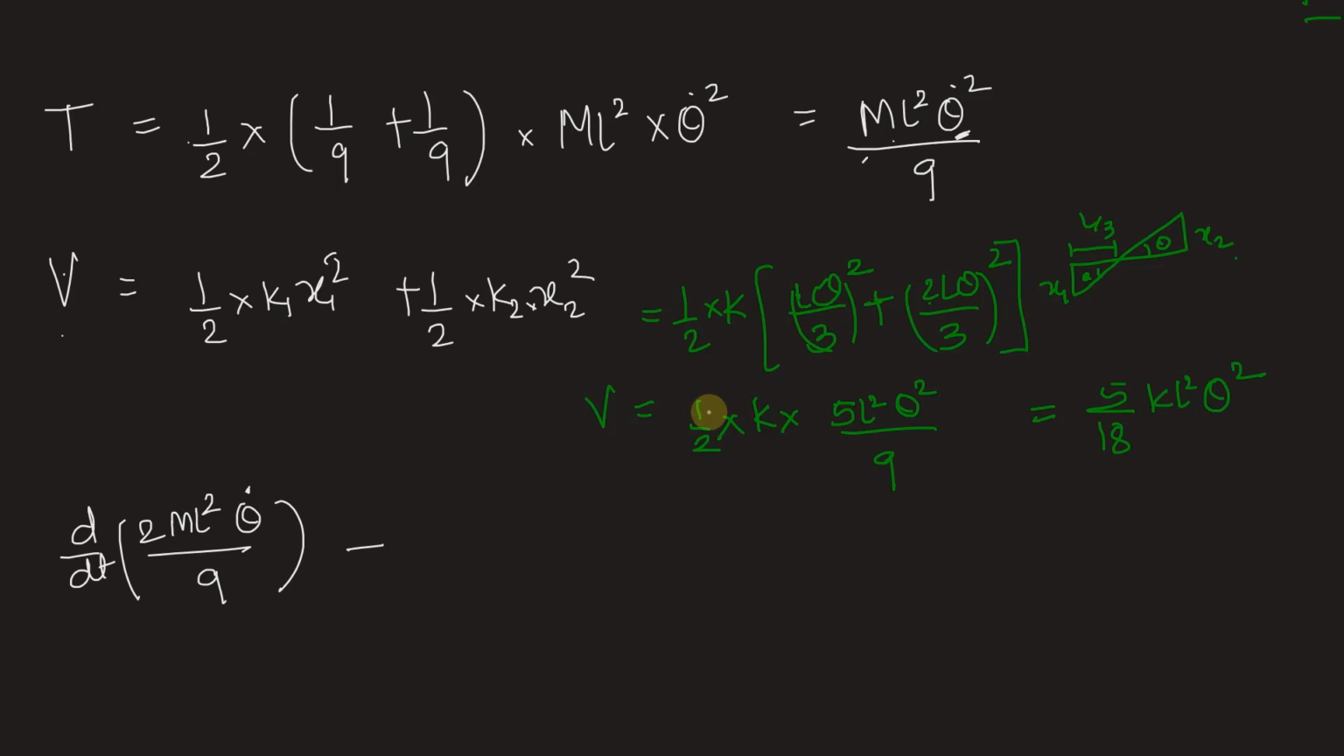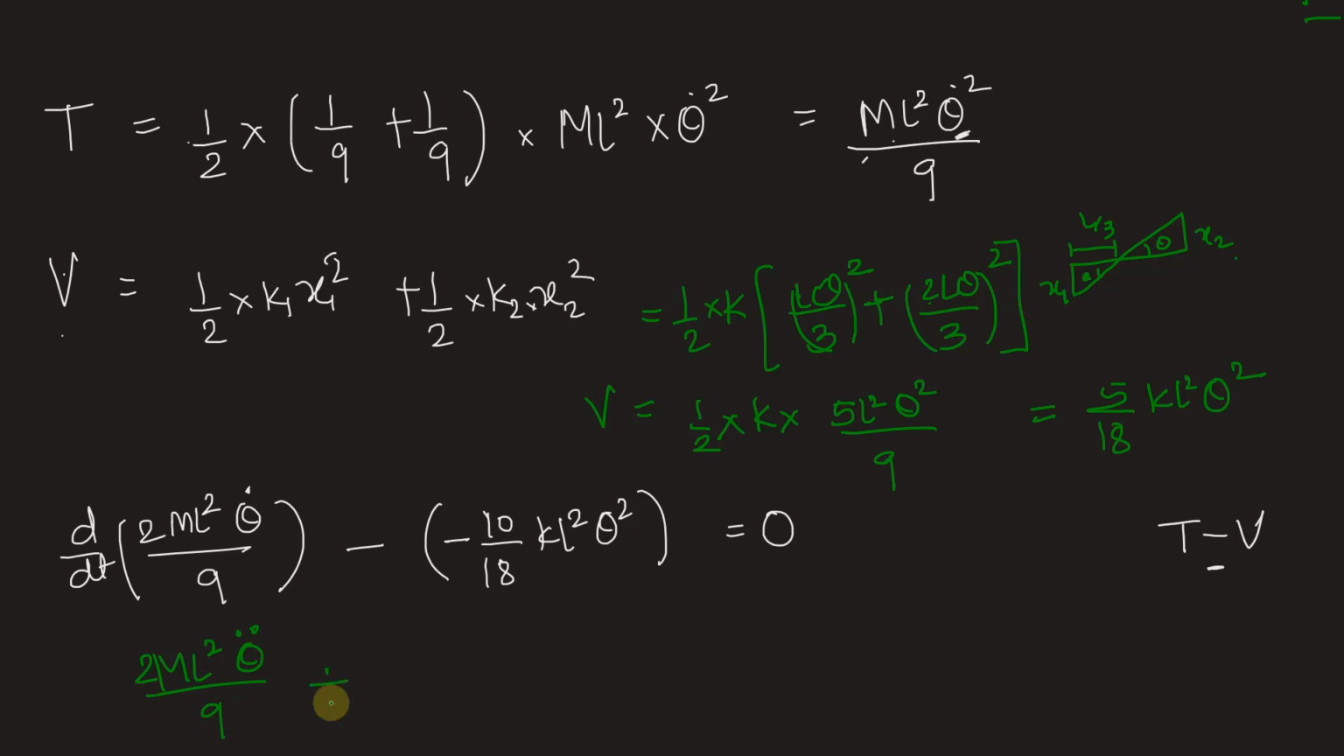So again, it is the partial derivative of the Lagrange term with respect to displacement. When we take T minus V, we already have a negative sign here. And therefore the derivative is minus of 2 into 5, that is 10 by 18 KL square theta, equal to 0. Again, writing in the final terms, we have the derivative of this term with respect to time as 2ml square theta double dot by 9 plus 10 by 18, which is nothing but 5 by 9 KL square theta, equal to 0.